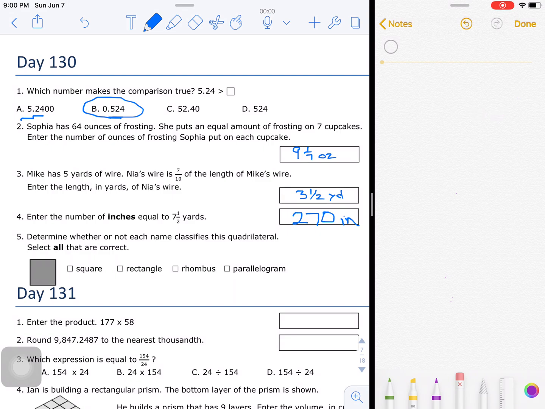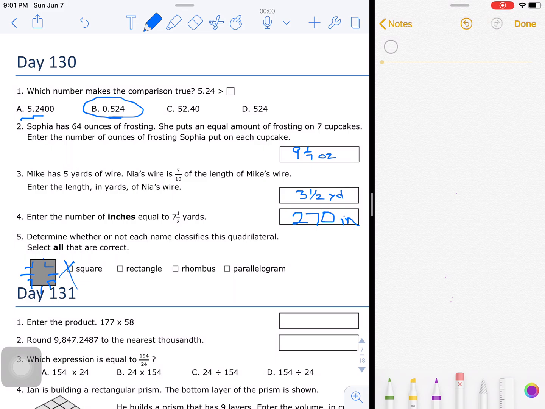Okay, problem number 5. Determine whether or not each name classifies this quadrilateral. Select all that are correct. So is this a square? Well, a square has all sides the same length. It has 4 90-degree angles, and it's 4-sided. So, yep, it is a square.